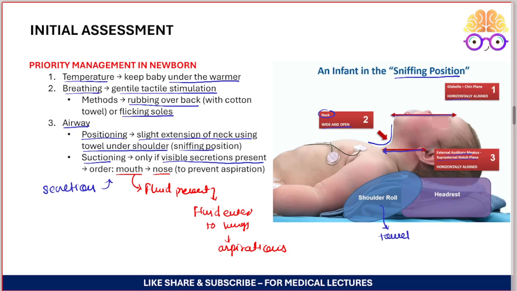Okay, and one more point I would like to add: if any patient is having vomiting or if there is fluid present, we should always lie that patient in the left lateral position. Left lateral position. Okay, so I hope till here you have a clear understanding of what the sniffing position is, what we should do about the temperature, about the breathing, and about the airways.